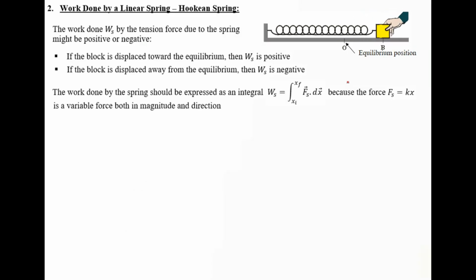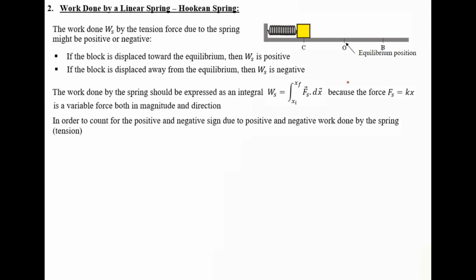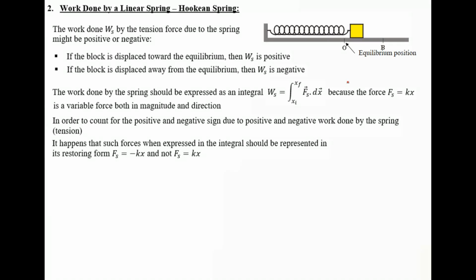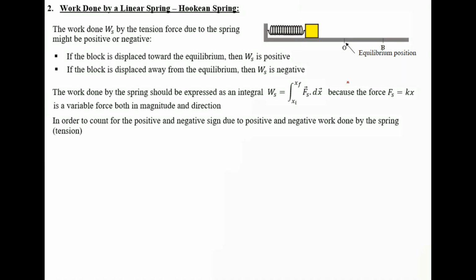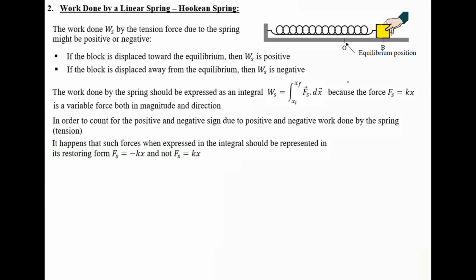Because F is variable both in magnitude and in direction, as we have stated, in order to account for the positive and negative sign due to the positive and negative work done by the spring. So how are we going to solve that problem? We need to take into consideration what's making it positive and negative. In order to solve this problem, the force inside the integral should be represented in terms of the restoring form.